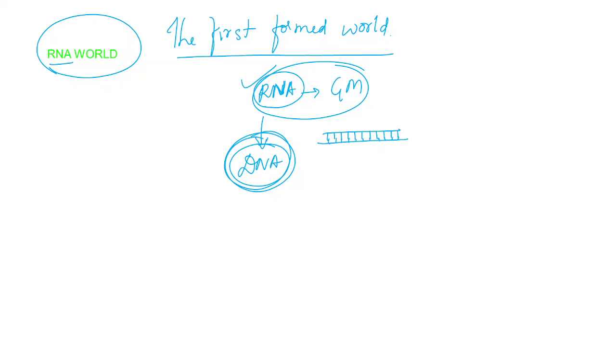But later on, what has happened? RNA was transformed into DNA. Okay, then what will happen? The most stable genetic material was formed, that is DNA.